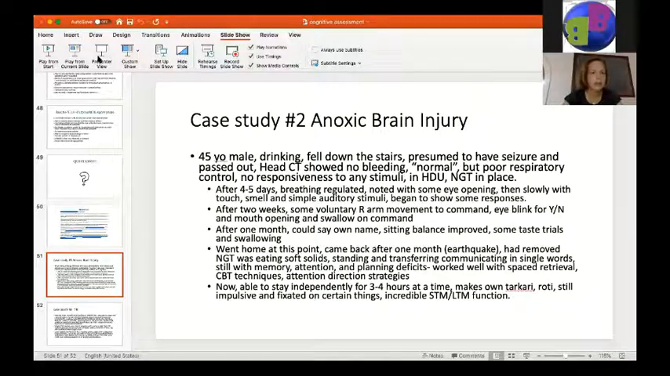A lot of the therapy things I do are all in that PowerPoint. So let me share my screen, and then we've just got two case studies to go over, and then we'll do some questions. Let me get this back. Let's see, play from current slide.